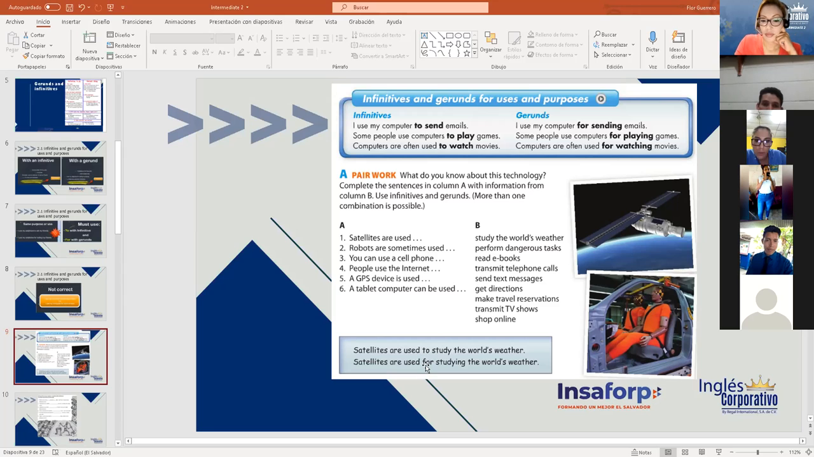Study the weather. Okay, we have the example here. Satellites are used to study the weather, or we can also have satellites are used for studying the weather. So you can write either using infinitive or gerunds. Okay, I'll give you some time and then you will share your sentences.